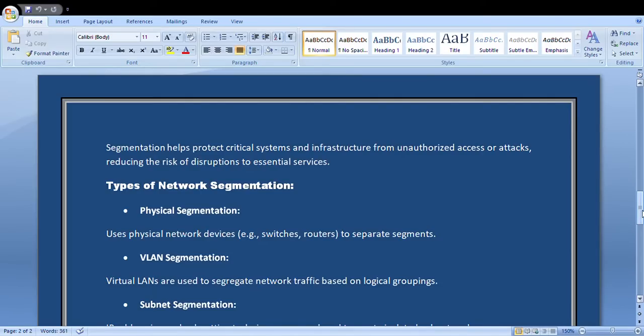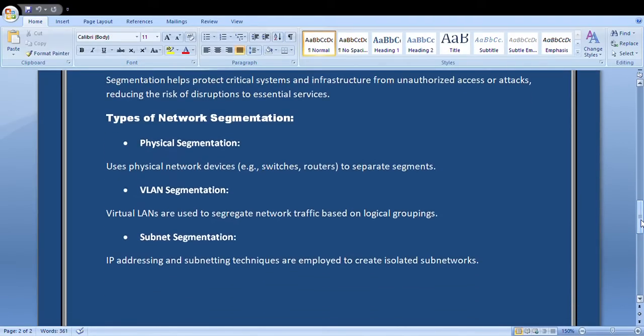And at last, we have the types of network segmentation. First is physical segmentation. It uses physical network devices, switches, routers to separate segments. Then we have VLAN segmentation. Virtual LANs are used to segregate network traffic based on logical grouping. And at last we have subnet segmentation. IP addressing and subnetting techniques are employed to create isolated subnetworks.